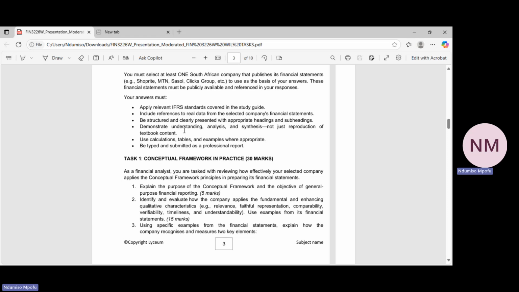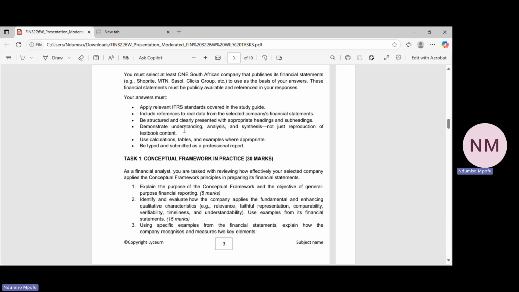Then the next point is saying use calculations, tables, and examples where appropriate. This is accounting, although it's a work-integrated task. Sometimes you might be expected to perform certain calculations. So yes, please show your calculations wherever you have to do them.